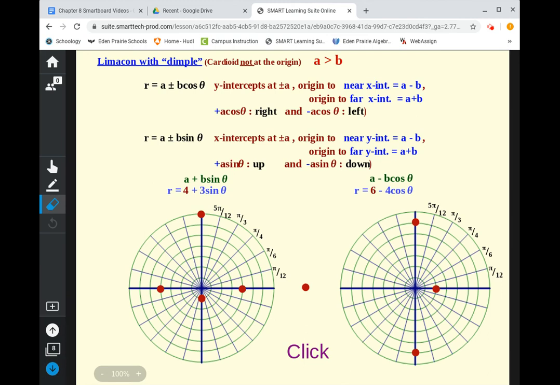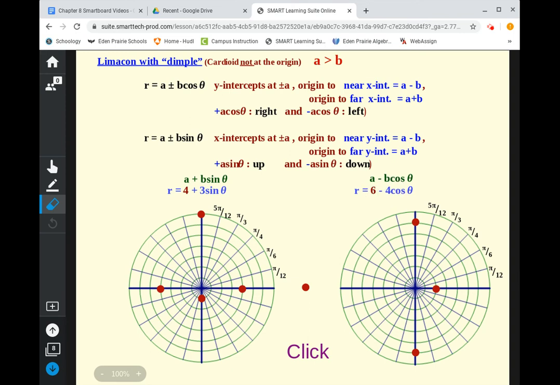Limacon with a dimple. Now this is where A is greater than B. All right, so it goes around the origin. Take a look at all the information up here. The first one is cosine. We know that's going to be on the x-axis. A greater than B. You can look at the first example. Actually, it's over here where A is greater than B.